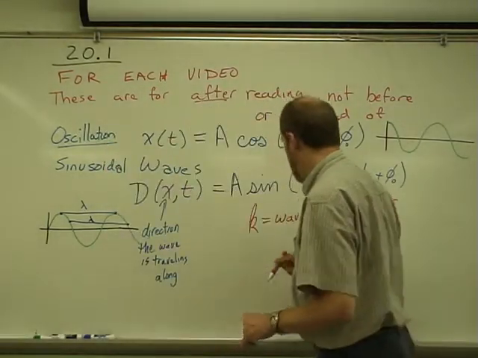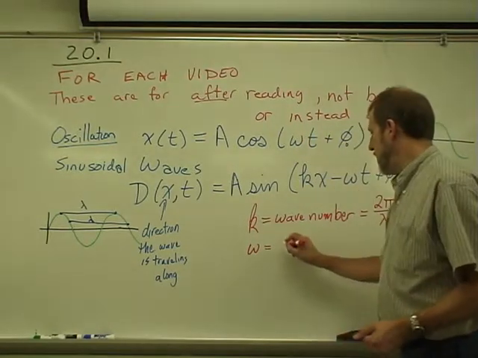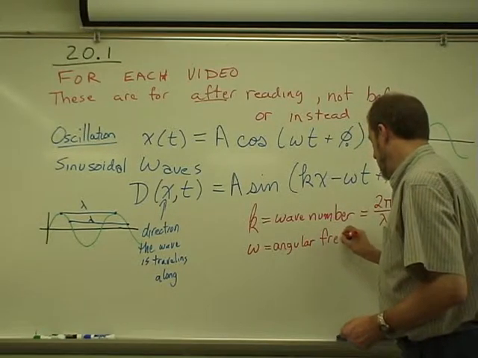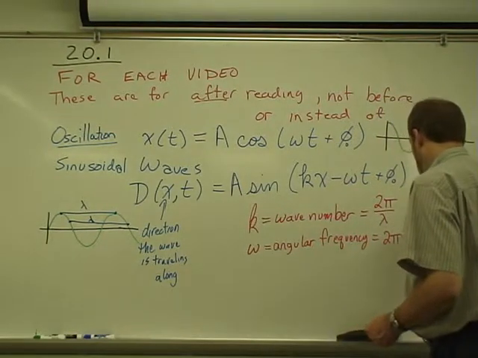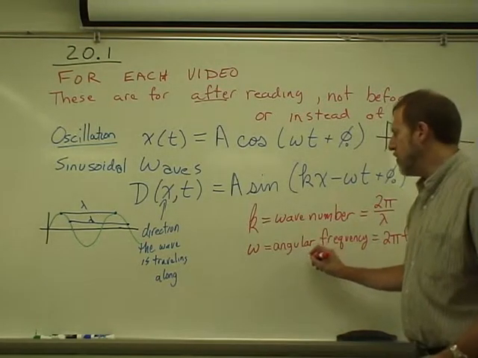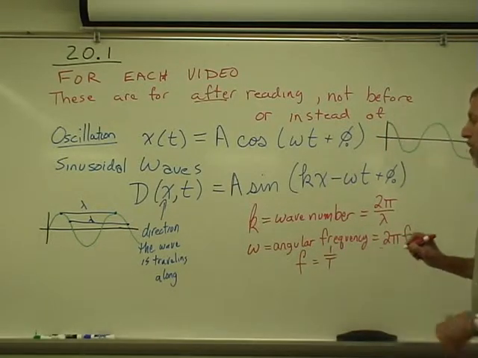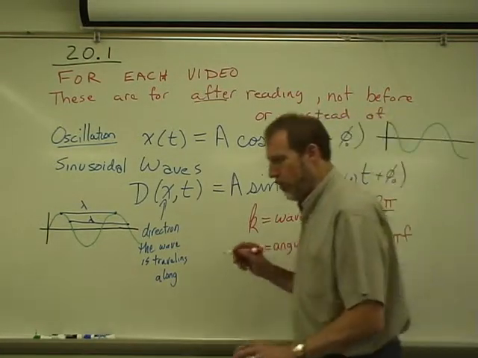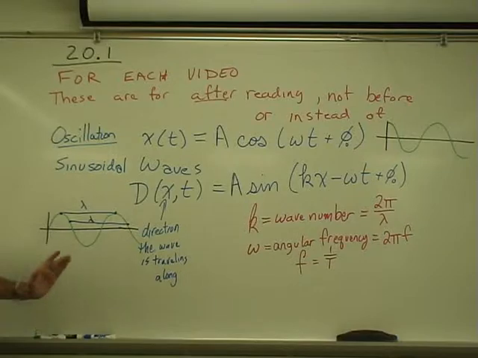We've seen in our discussion of oscillation that omega is the angular frequency, or 2 pi times the frequency, where, again, as we've seen, the frequency is 1 over the period, where the period is the time that it takes for one full wavelength to pass by a given point.